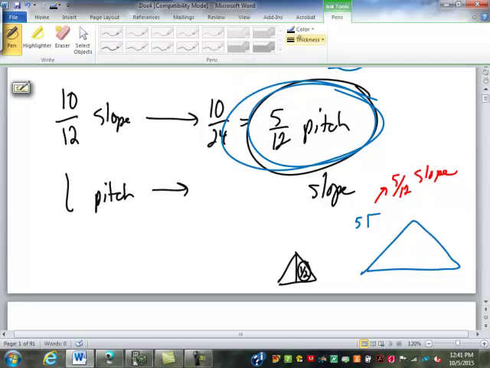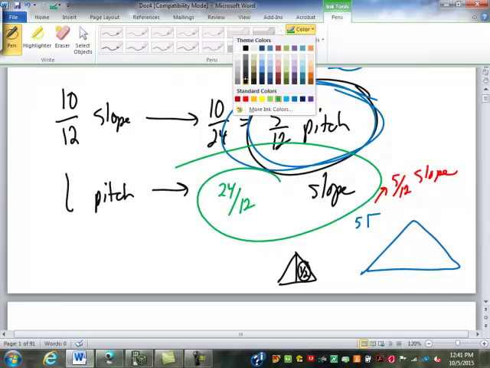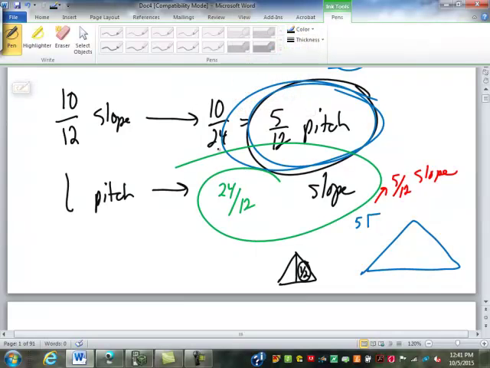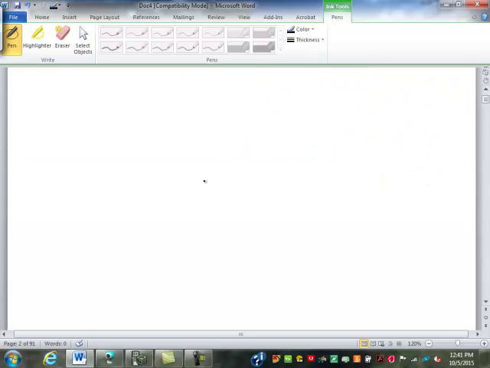Okay, what'd you get for the one pitch going into a slope? 24-12 slope. Very good. Okay, well, the next thing we're going to look at, we looked at it briefly last class. Looking at the framing square itself, the wording on the framing square and how it works.